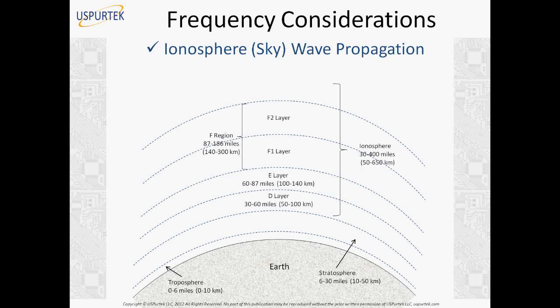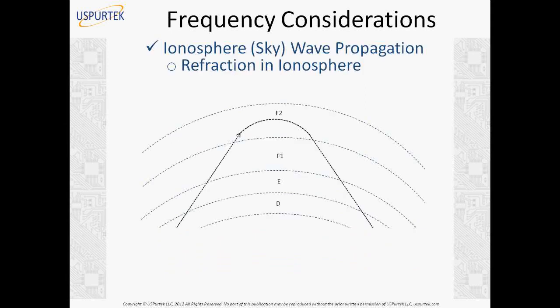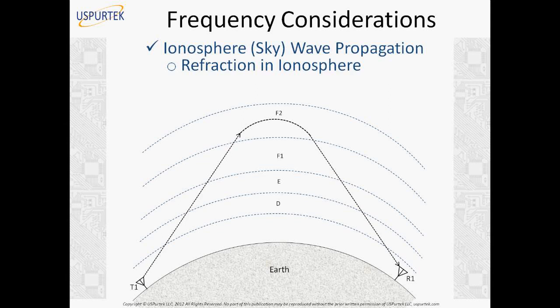Okay, so in the ionosphere or sky wave propagation, over the surface of Earth, from 30 to 400 miles, we have the ionosphere. We have D layer, E layer, F1 layer, and F2 layer. This you can find in the literature. It's very commonly understood. Now, these layers consist of ionized particles in the atmosphere. And once they are ionized, the refractive index of the medium will change. And once the refractive index of the medium changes, what will it cause? It will cause refraction in the ionosphere.